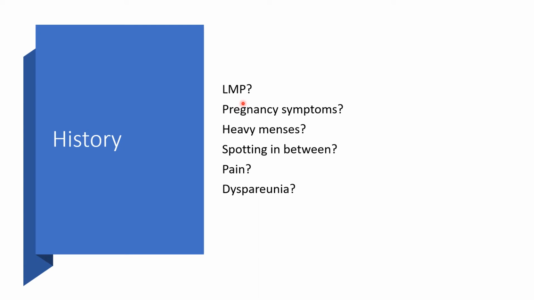Last menstrual period. Pregnancy symptoms. If she's unsure of the last menstrual period and pregnancy symptoms, later on we can have a human chorionic gonadotropin test done. Heavy menses, spotting in between, pain during relationship. You can check my channel for the full presentation on cervical cancer signs and symptoms.